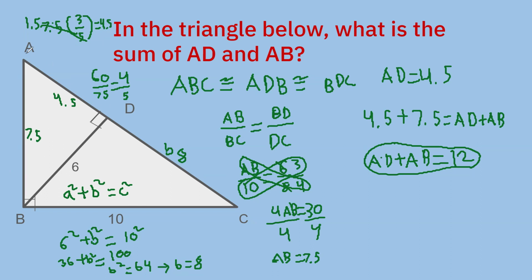And again, if you're confused on how I found AD, that was a little different. I just used the ratios, right? I found that 6 over 7.5 equals 4 over 5. And I knew it's a 3, 4, 5. So that means this one had to be 3/5 of the hypotenuse. So I did 3/5 times 7.5. 7.5 divided by 5 is 1.5 times 3, 4.5. And then I plug that into my AD plus AB part, and I get 4.5 plus 7.5 equals 12.